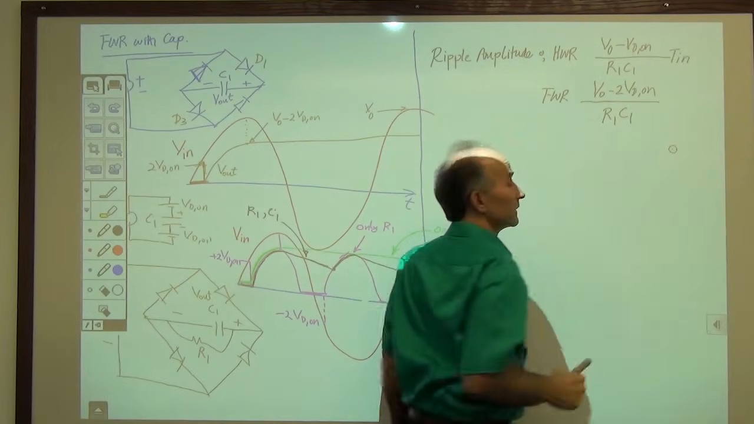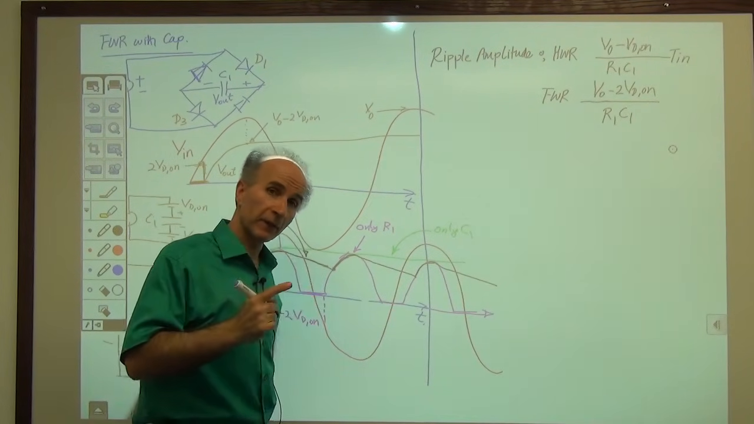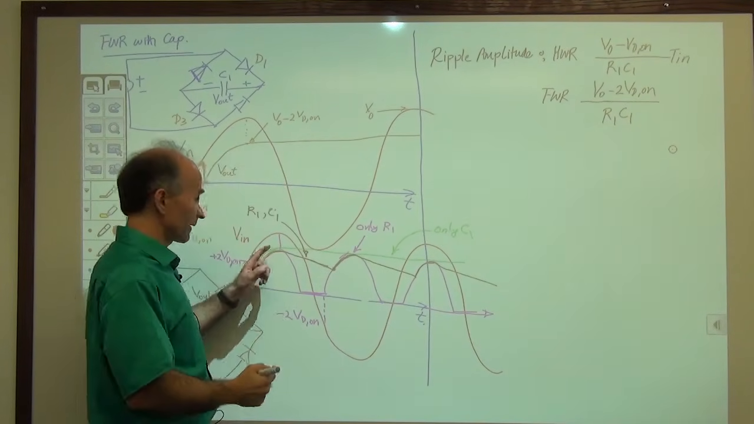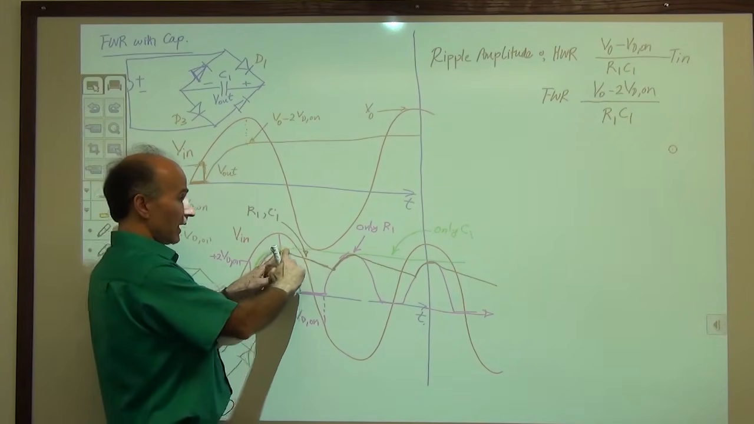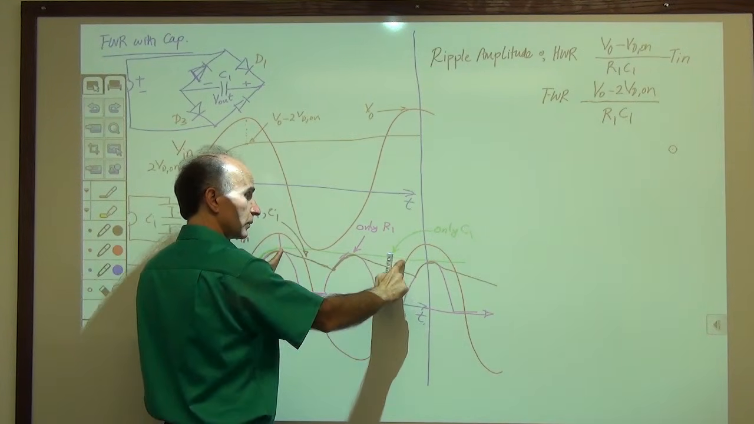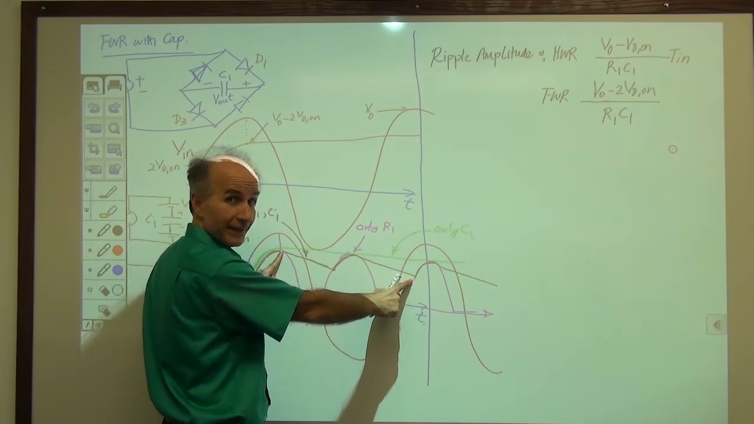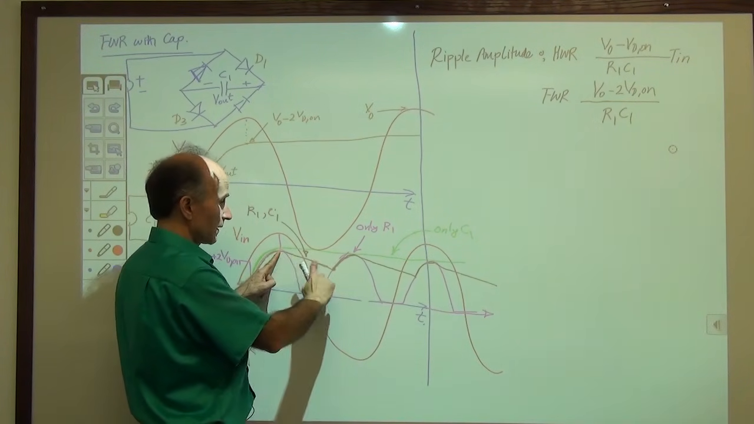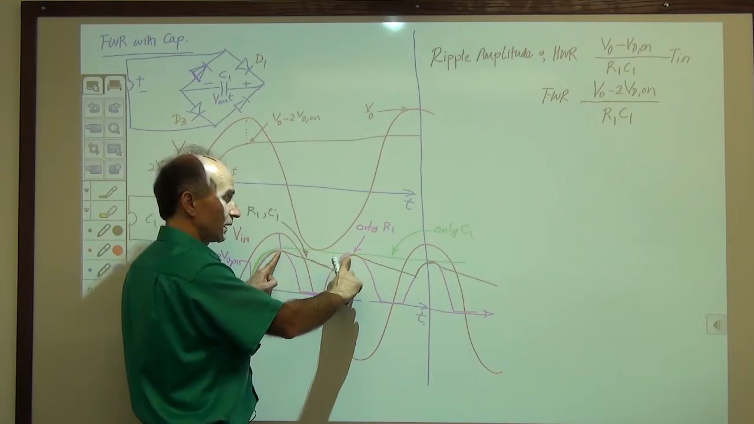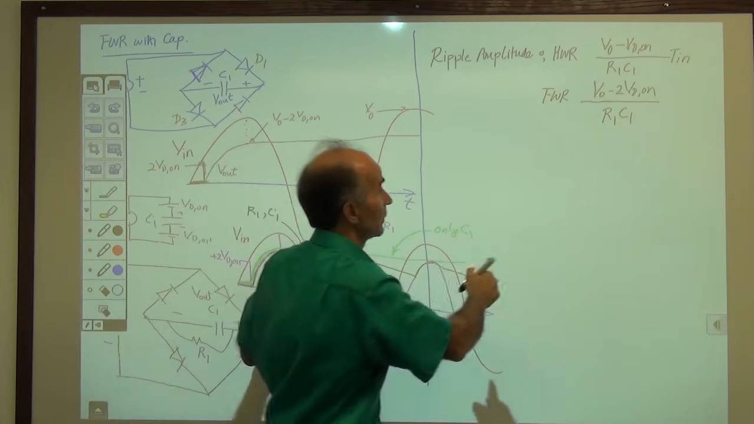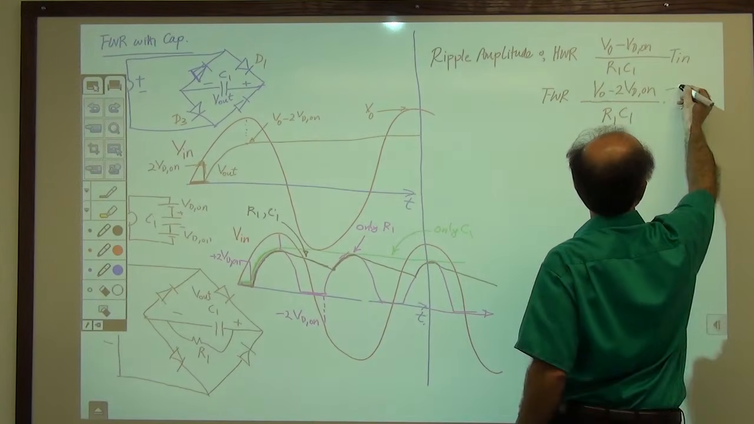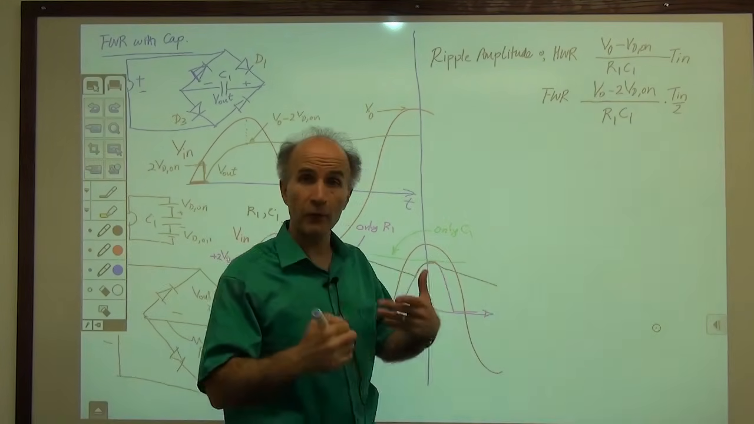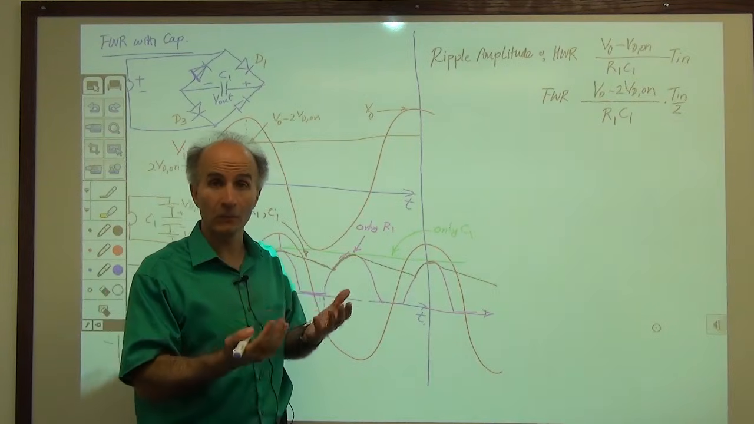How about T in? Well, in the case of a half-wave rectifier, we had approximately T in seconds for this discharge. We started from here and discharged all the way to here, to the next cycle. Whereas now, if it's very slow, we have approximately T in over 2 seconds. So this is multiplied by T in over 2. We have less time for discharge, so the discharge will be smaller.